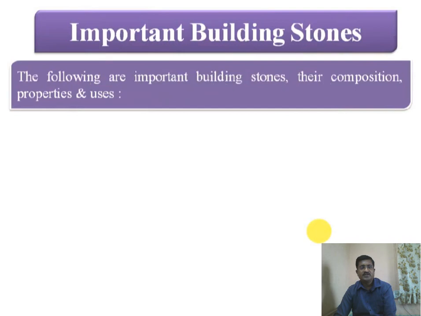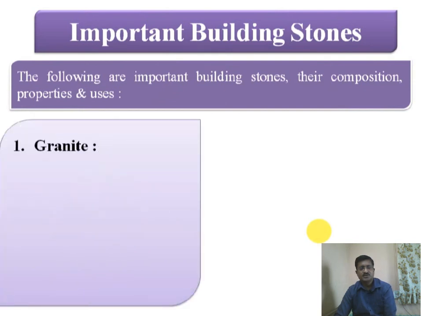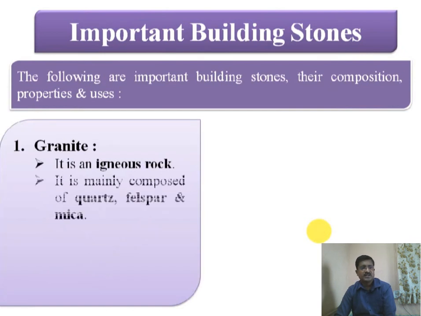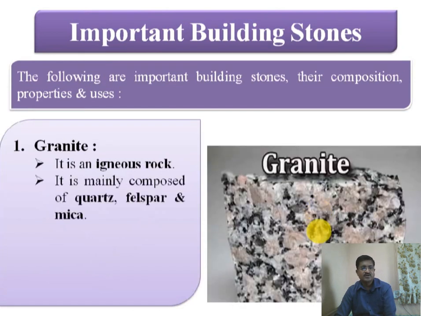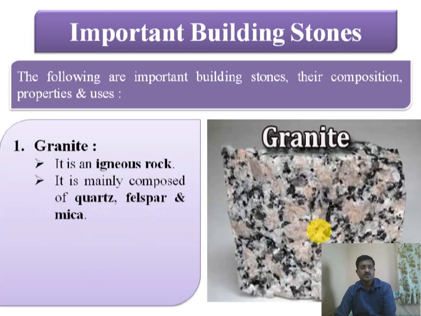So in our area we can see we are using the basalt as the main stone for the building construction, but various stones can be used in construction, which we'll see now. First we'll see the granite. It is an igneous rock. It is mainly composed of quartz, feldspar and mica.